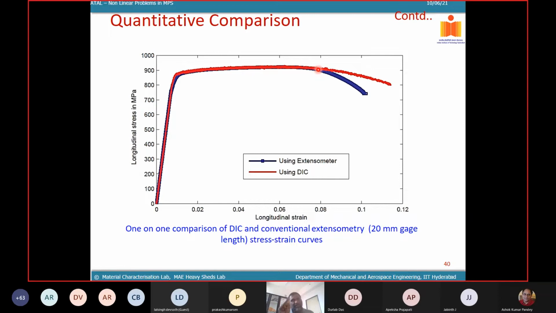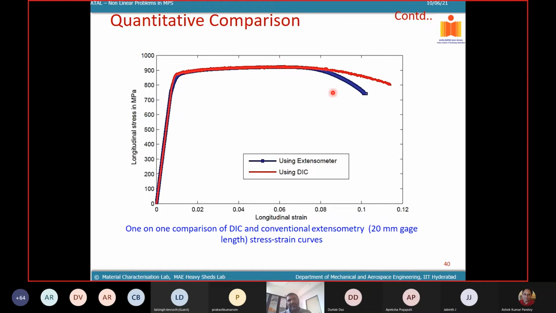So I can take a window over all those grain sizes, all those weld zones, and then I average the strain. I can plot stress versus the average strain. Then this is what I'm going to get. And you can see that typically before the fracture, there is a discrepancy.